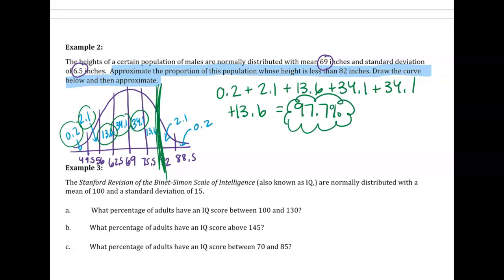If you're thinking, is there a quicker way? There is. You could actually just take 100% and subtract out 2.1 and 0.2. And that will also get you 97.7%.